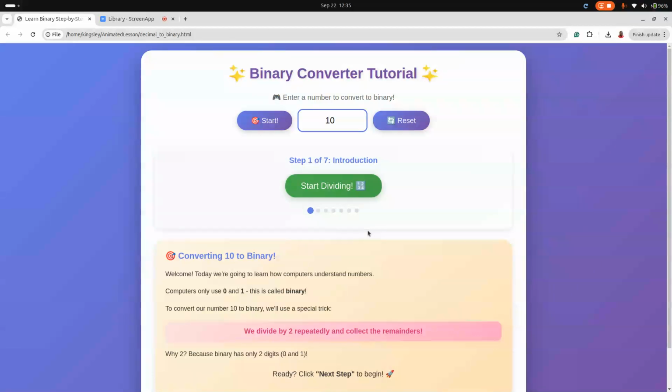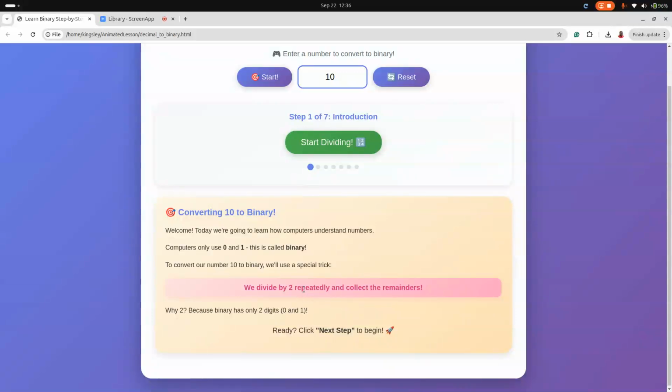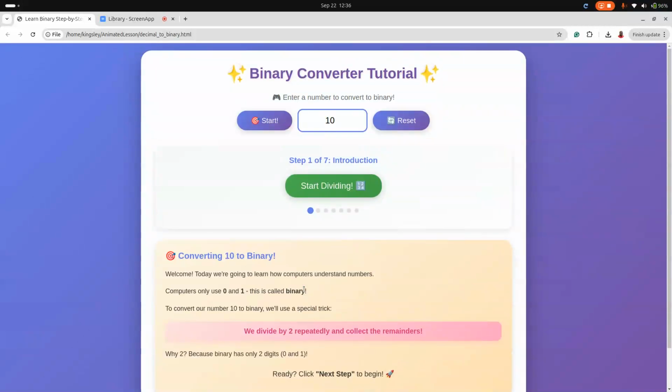Hello, everyone. Today's topic is how to convert a decimal number to a binary number. In this lesson, we're going to use the decimal 10 and convert it to a binary number. If you look at the description here for this lesson, binaries are 0 and 1. So, how can we get the binary number of this 10 that is a decimal?